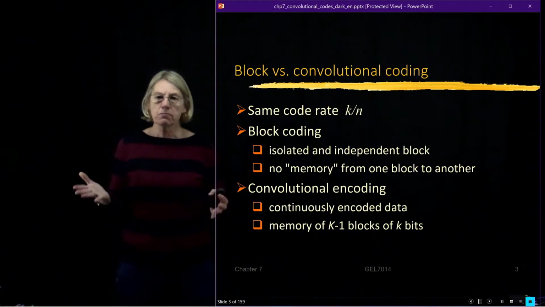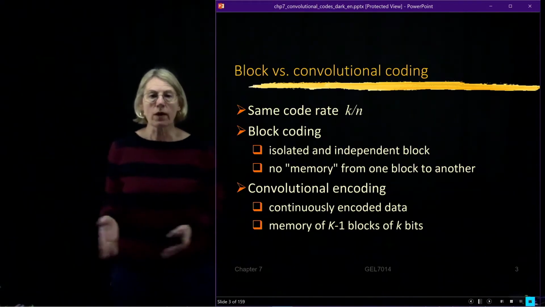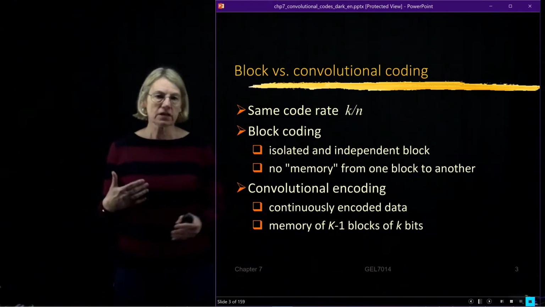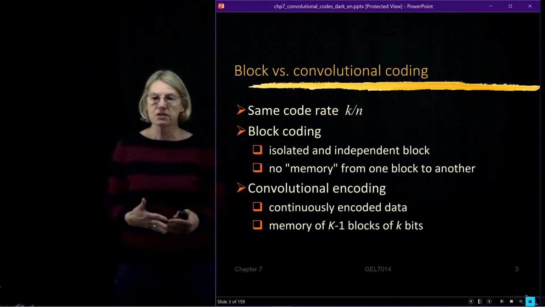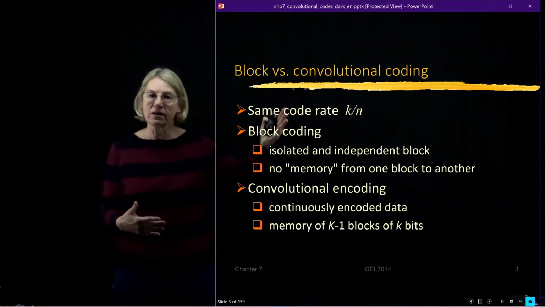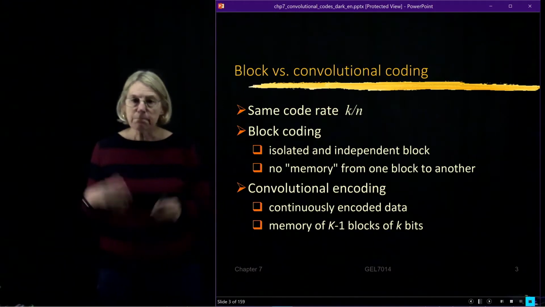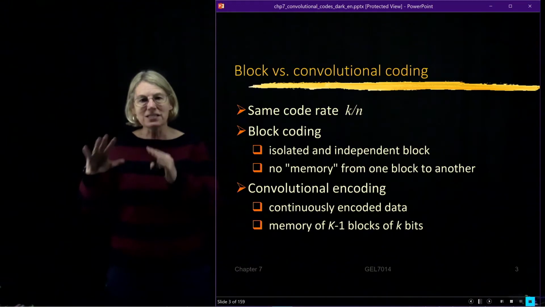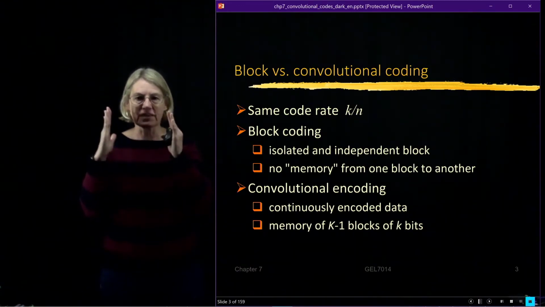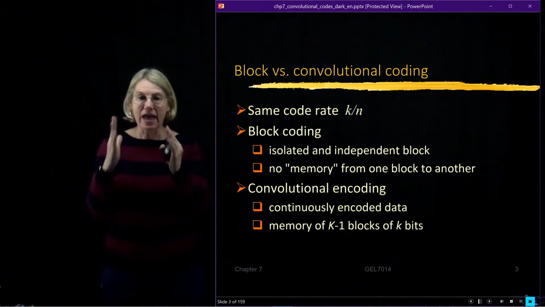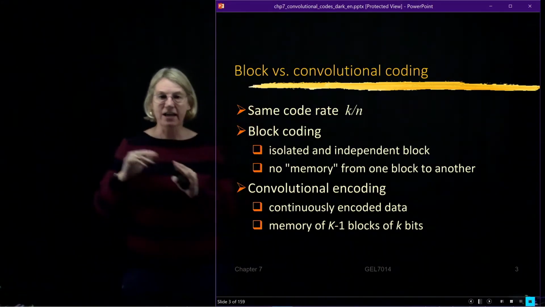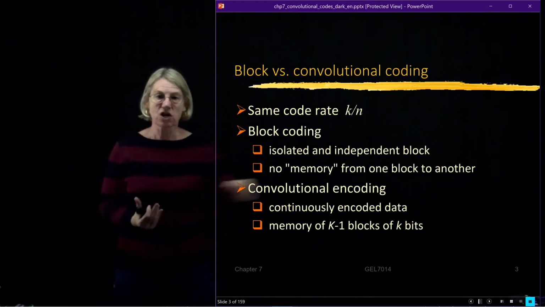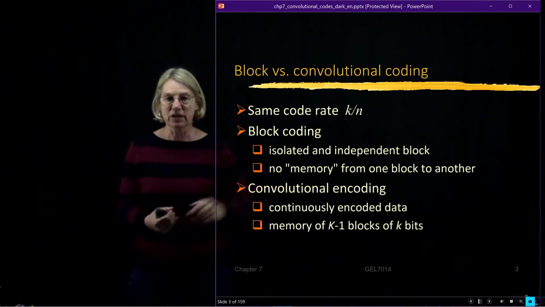So there are two broad categories of forward error correction, one being block codes, the other one being convolutional codes. They both have the same definitions of coding rate, so this idea of k bits uncoded becoming n bits coded. In block coding, each of the blocks which are encoded are isolated and independent from one another. So a block of k bits gets encoded, n bits come out, poof, they're sent, and the next one comes in, and one block to the next doesn't influence one another. There's no memory from one block to another.